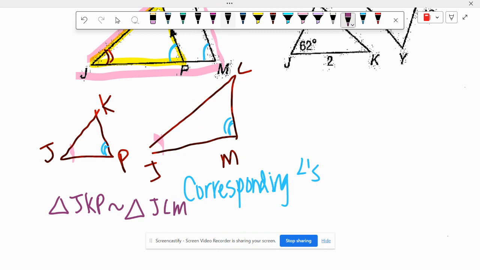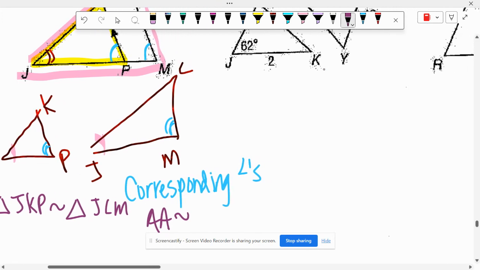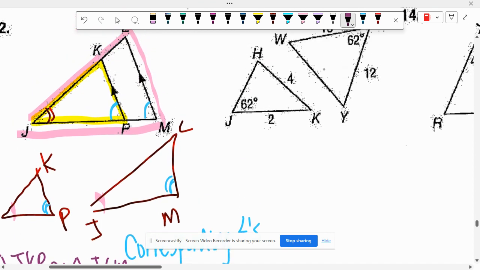JKP is similar to triangle JLM by angle similarity. Mylena, open your eyes, hon. If you can't keep yourself awake, go stand at one of the standing tables so I don't have to keep asking you to open your eyes.